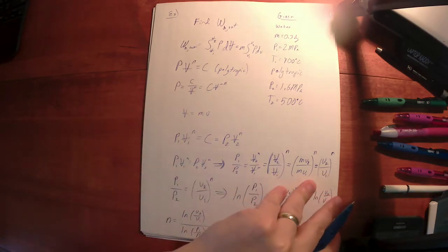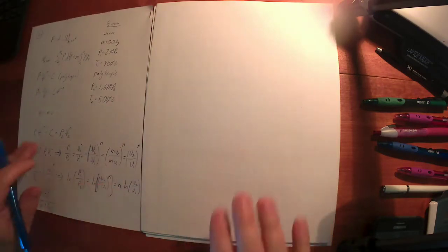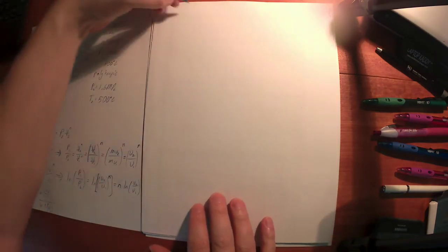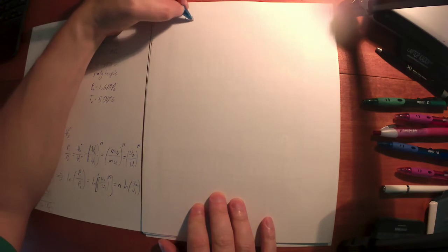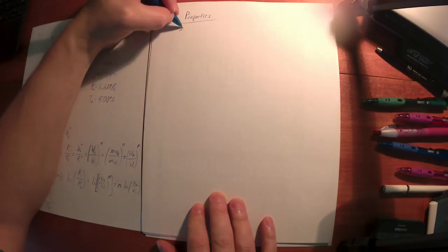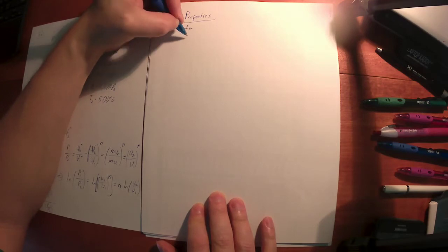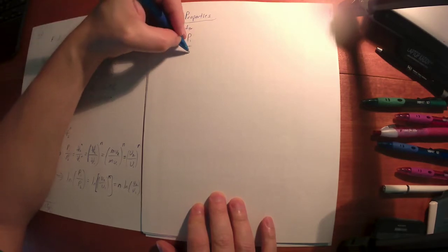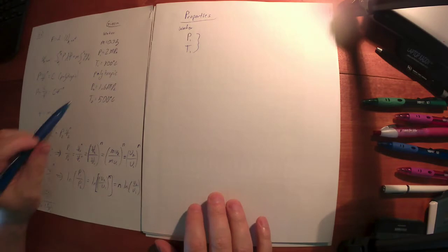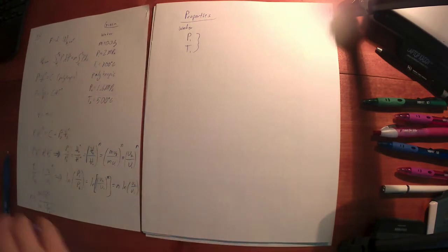Okay, so let us go find these properties. Again, I've got water, and I know P1 and T1. I've got 2 megapascals and 800 degrees C.